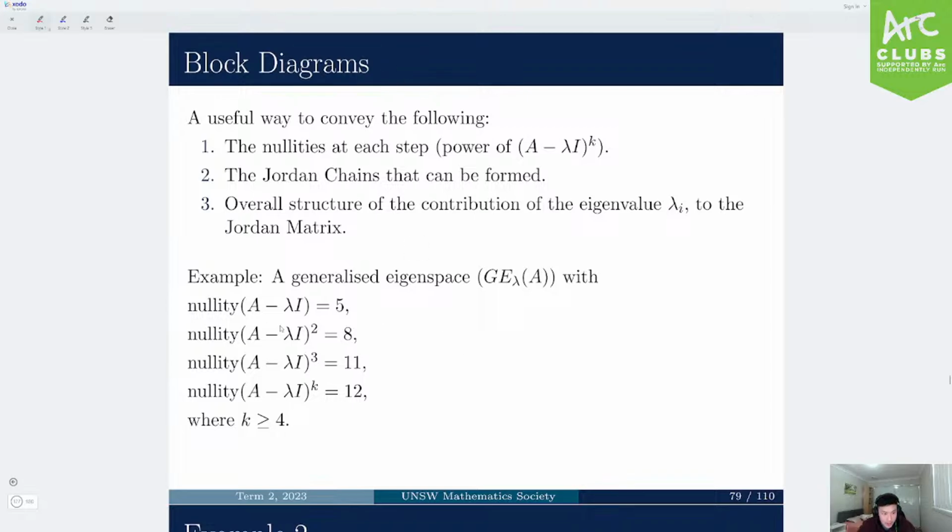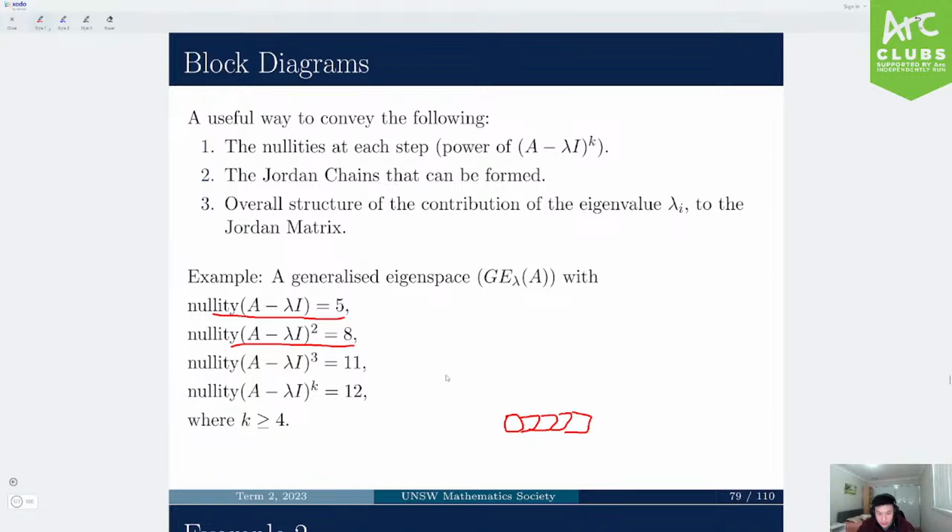How exactly do we draw this block diagram? We start with the base case here. Nullity of A minus lambda I is 5. We just draw out 5 blocks in the base. Okay, and that's going to correspond to the eigenspace.